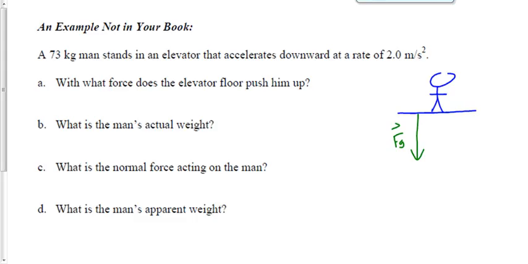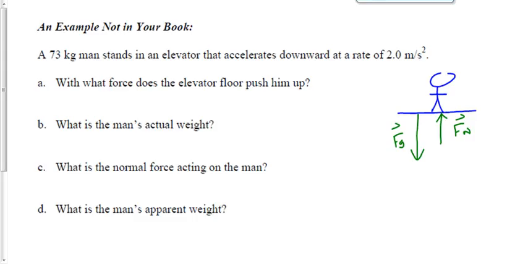What else acts on this guy? What else, David? Good, the normal force. Now, is the normal force bigger, smaller, or the same size as the force of gravity? In the context of this question, the normal force is smaller, is less than the force of gravity. Can anybody explain to me how we know that? Why is the force of gravity bigger than the normal force here? Yeah?